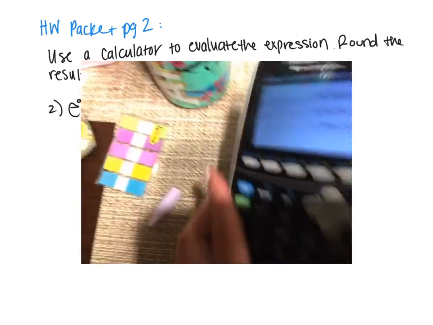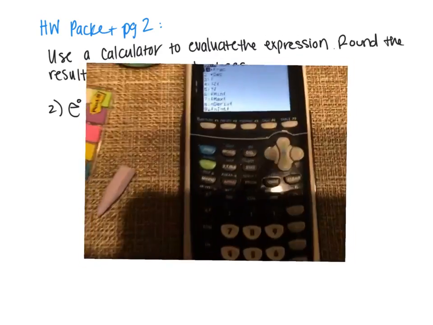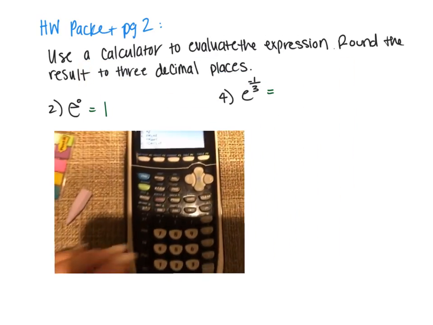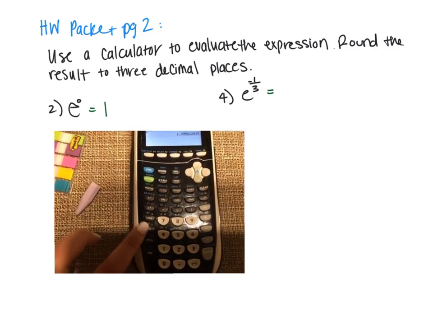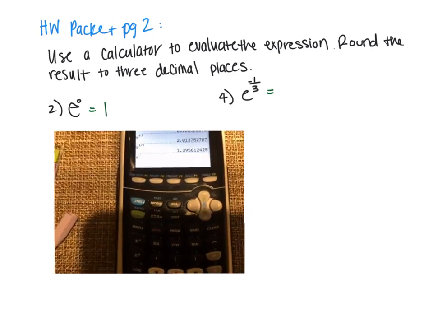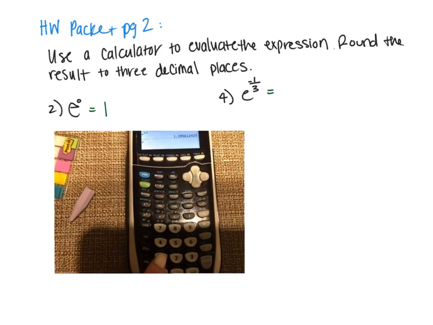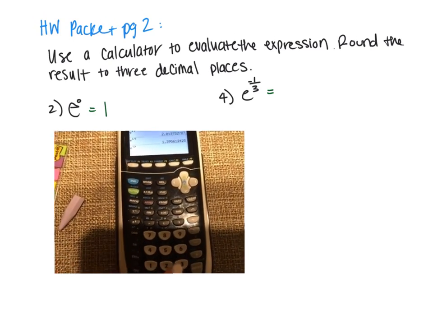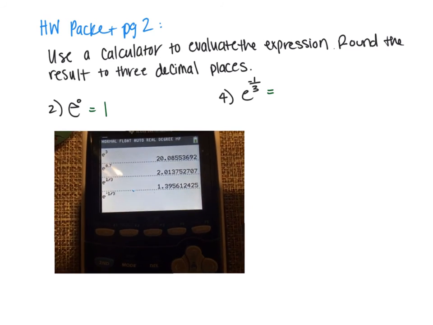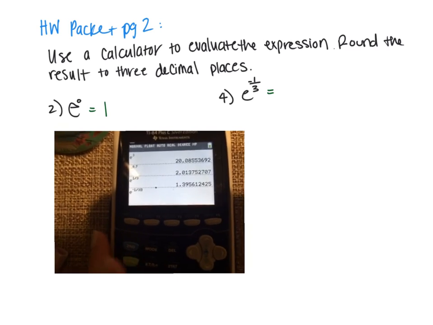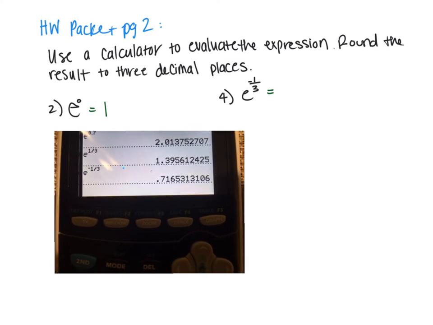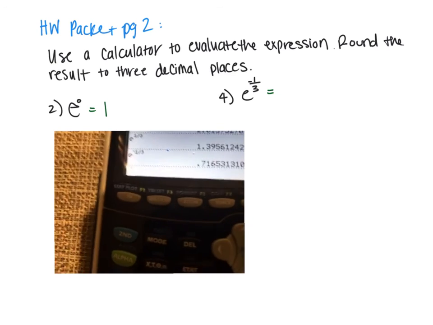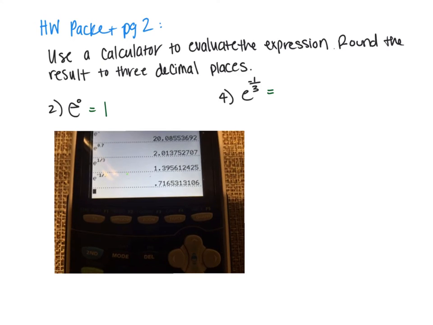All right, so grabbing my camera here. Let me shrink this down just a little bit. So this is gonna be E, so second ln, so there's my E, and I'm going to put a negative sign because it's negative 1/3, so 1 divided by 3. So there it is typed in, and now I'm going to hit enter, and it looks like it's 0.717 if I round.